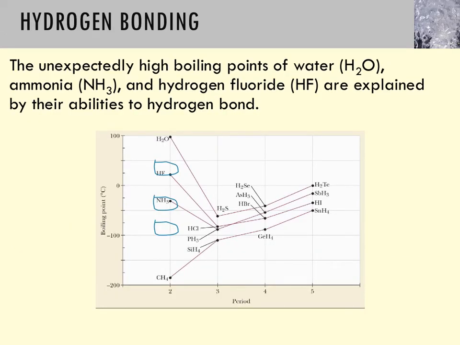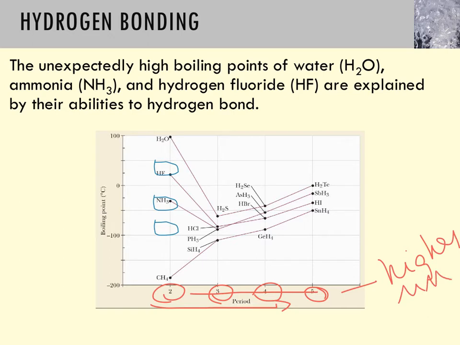This graph does a fantastic job of showing the effect of hydrogen bonding. So let's see. The x-axis tells us the period we're in on the periodic table. So we're moving down on the periodic table, period 2, 3, 4. Periods are the rows, the horizontal rows. So as we go to higher periods, we're going to larger molecules or higher molar mass.